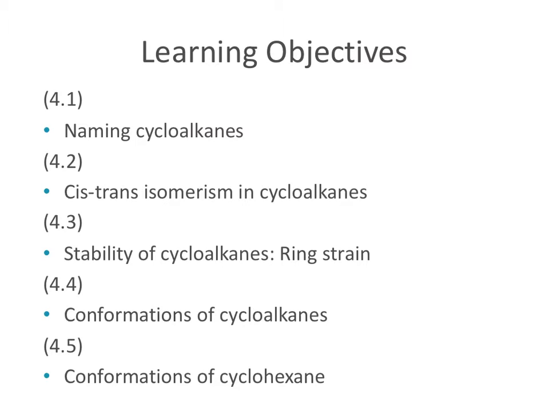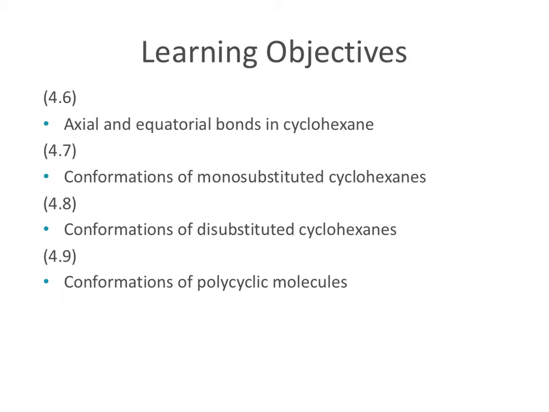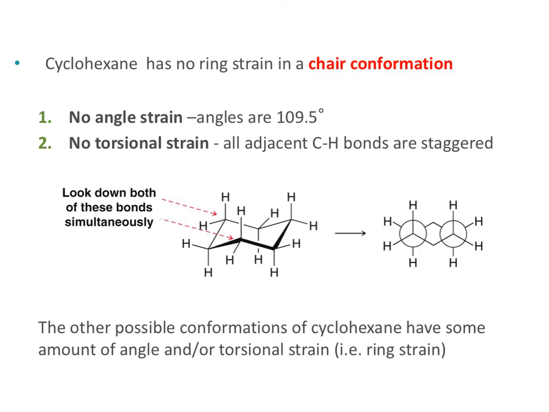So in the previous video, we looked at naming cycloalkanes, cis-trans isomerism, ring strain, conformations of cycloalkanes, how some of them are puckered, and then I introduced the chair conformation for cyclohexane. Now we're going to really focus in on cyclohexane in this video and look at the conformations of mono and disubstituted cyclohexanes, and then we'll finish up the chapter with polycyclic molecules.